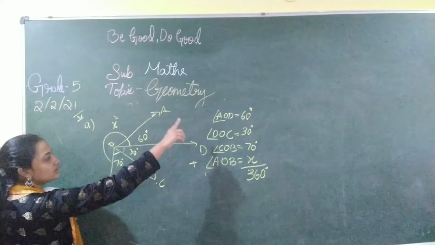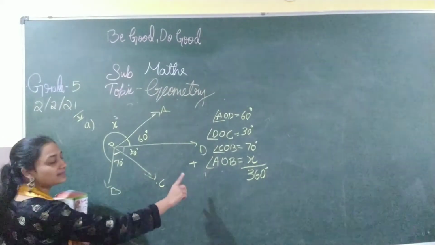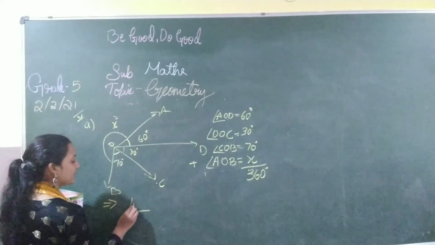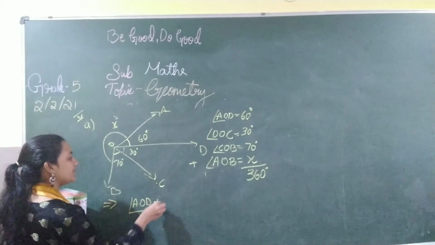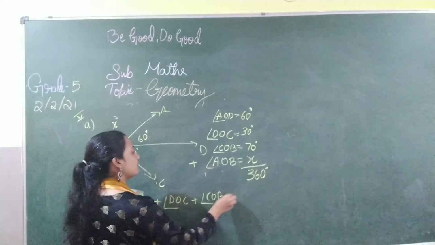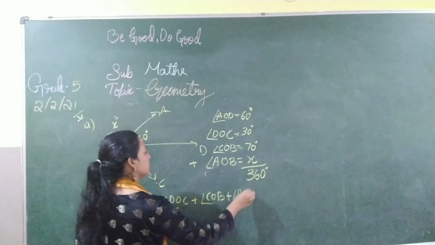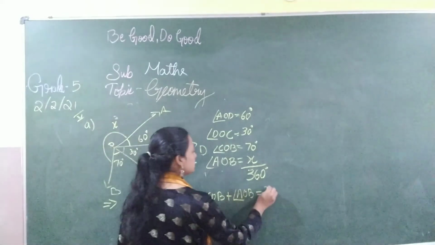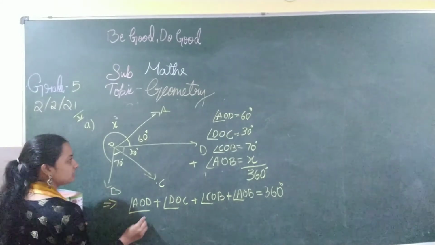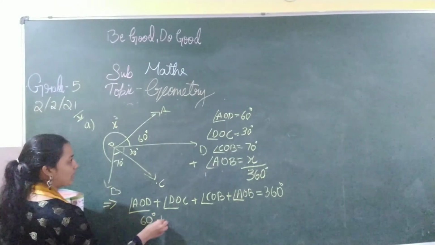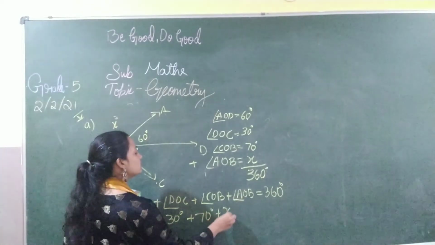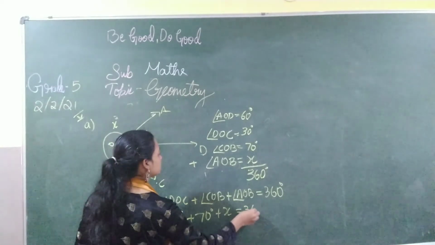So let us write now. This is just for reference I wrote. You should not write the answers like this. You should follow the steps that I am writing now. So you write all the angles first. AOD plus DOC plus angle COB plus angle AOB should all be equal to 360 degree. Okay? But which are the angles we know? Let us write those values. 60 plus 30 plus 70 plus x, and it all should be equal to 360.